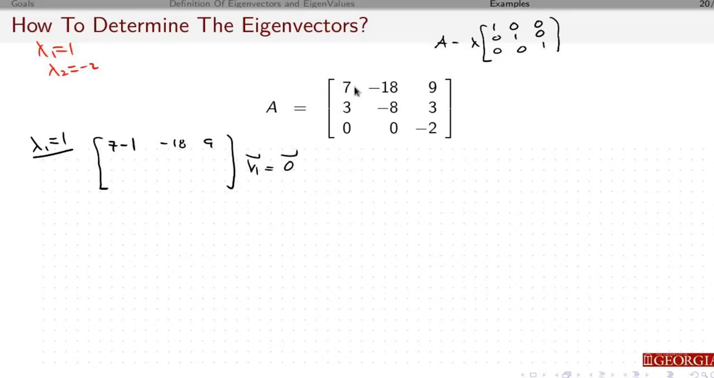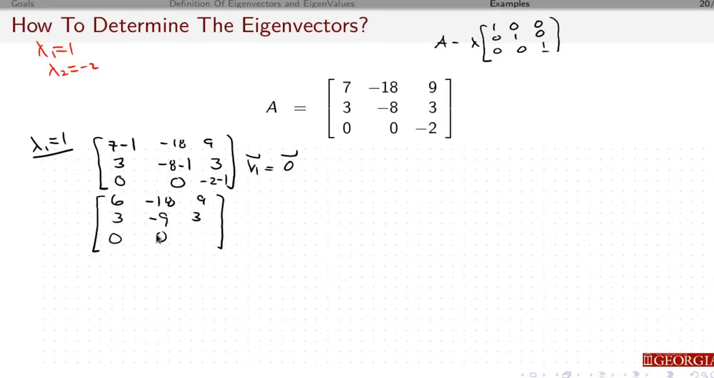Going to be 0. So this is going to be 3, then 8 minus lambda. And then I'm going to have 3, 0 minus 0, 0 minus 0, and minus 2 minus lambda. So let's rewrite this. I'm going to have 6, minus 18, and 9; 3, minus 9, 3; 0, 0, minus 3.